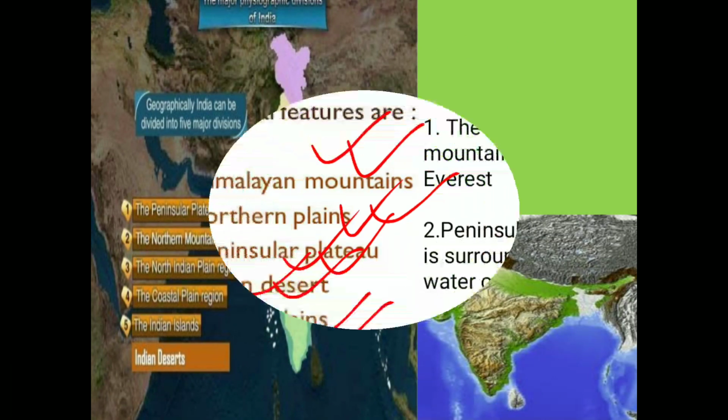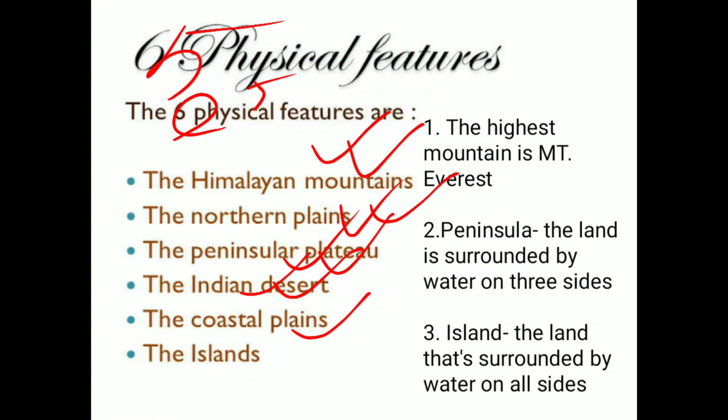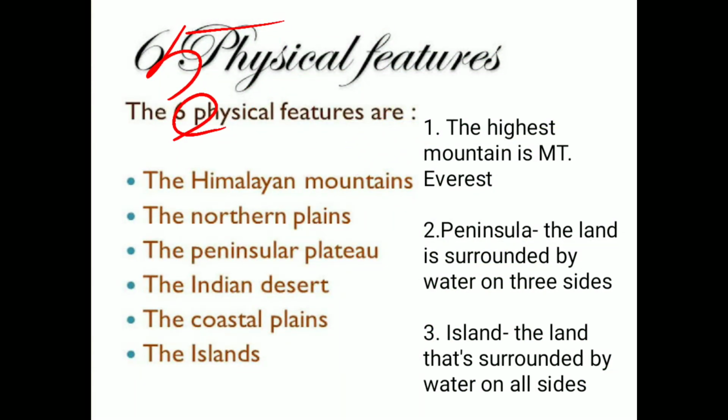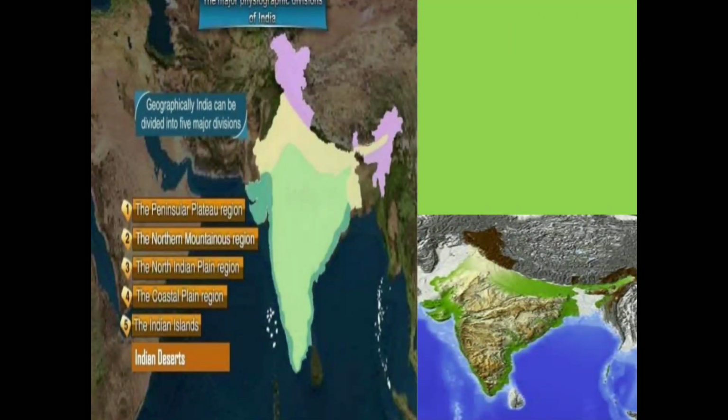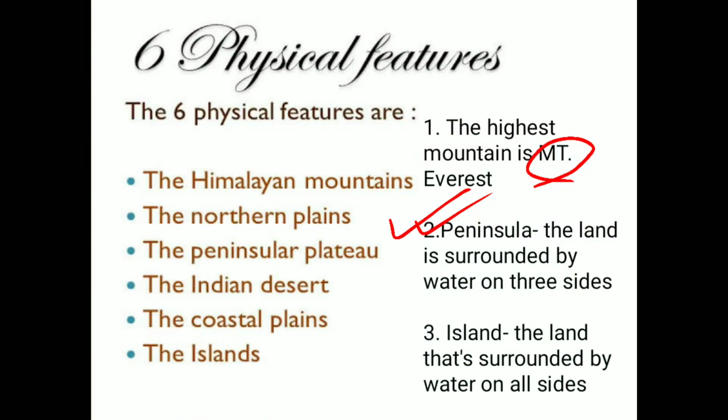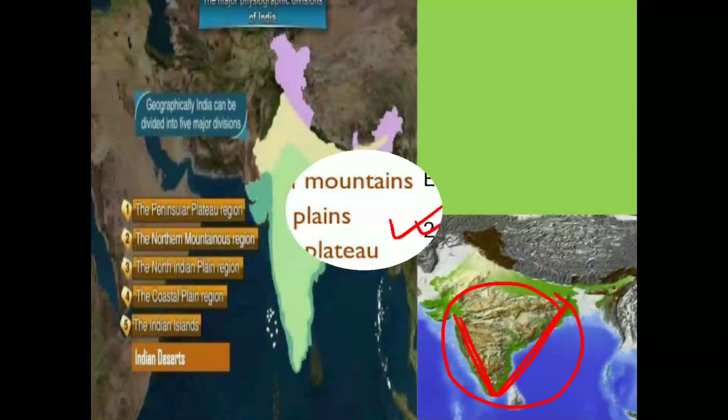Now the next thing is what a peninsula is. We already learned that the highest mountain peak is Mount Everest. So what is a peninsula? A peninsula is this land. You can zoom out and see this V-shaped land, which is known as a peninsula. The land is surrounded by water on three sides. Remember, three sides.